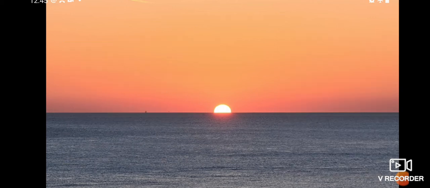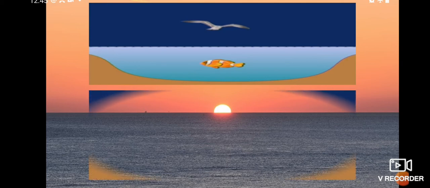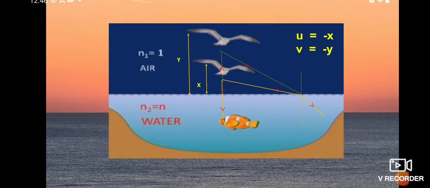Let us see. Here the bird is flying, and here a fish is there inside the water. On the surface of the water, both are there. For both, the refractive index N1 is equal to 1, that is air, and the refractive index of water is N2, that is N. Now we can find the values by using the ray diagram. You can watch it. See here, I have drawn a ray diagram. Just observe it.